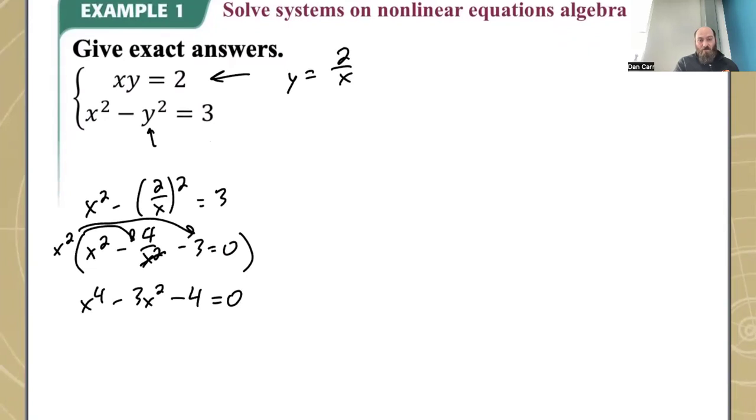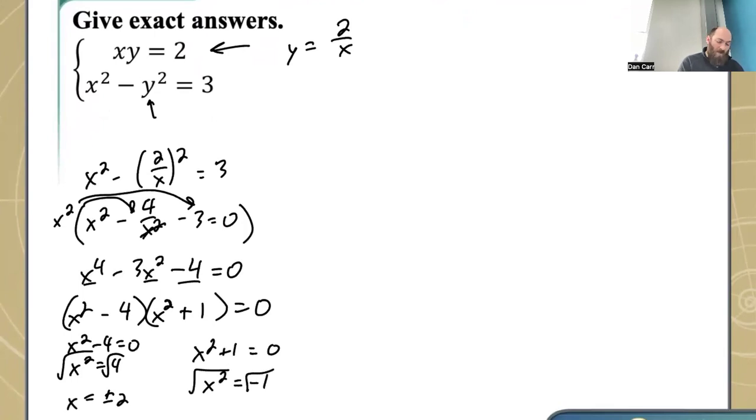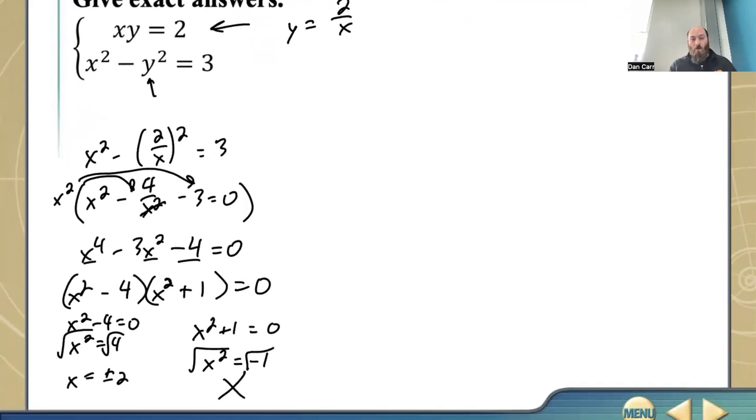This is a quartic that is pretty straightforward to solve, because following the pattern of x to the 4th, x squared, it has to have an x squared and an x squared in here that multiplies to a negative 4 but adds to a negative 3. That's going to be an x squared minus 4 and an x squared plus 1. So now I could set these up. I got x squared minus 4 equals 0, so x squared equals 4, and I square root, so I get x equals plus or minus 2. The other one, I get x squared plus 1 equals 0, so x squared equals a negative 1. But when I square root that, that doesn't work. Okay, so what I have is 2 possibilities for x right here.